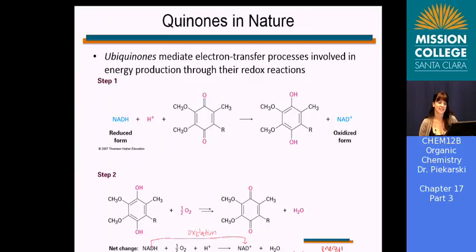They're very common. And so I wanted to show you that we can kind of mimic it. We can make quinones by oxidizing phenols into quinones with strong oxidizing agents. Okay? And maybe you'll see that in your future if you take a more advanced organic chemistry class.